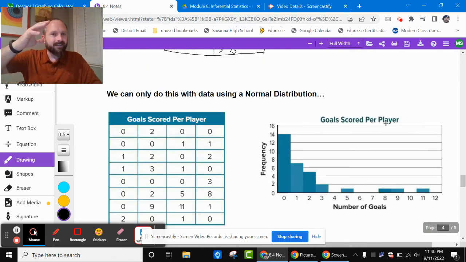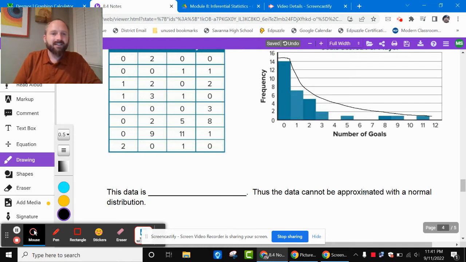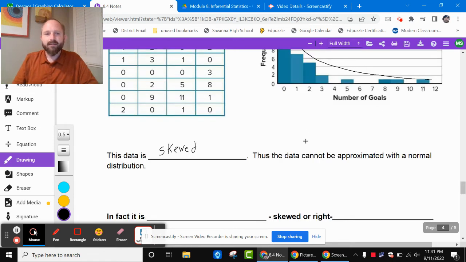So we can only use this empirical rule and normal distribution percentages when it actually looks like a normal distribution, a bell curve. If we have this goals scored per player, and we were to graph this, it would look like a skewed drawing. And what does that mean? Well, this data is skewed. There's an error in it. Or maybe that's just how the data is. And it's okay. So the data can't be approximated with the normal distribution. We can't just say, all right, 68% of the population is in between here and here, because it doesn't look like a bell. Let's go on.